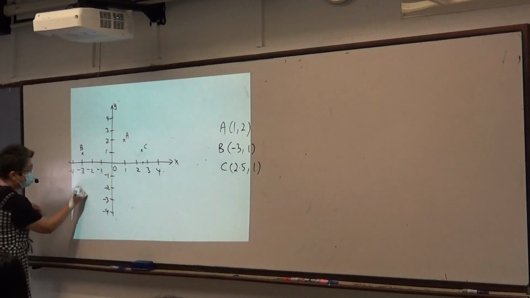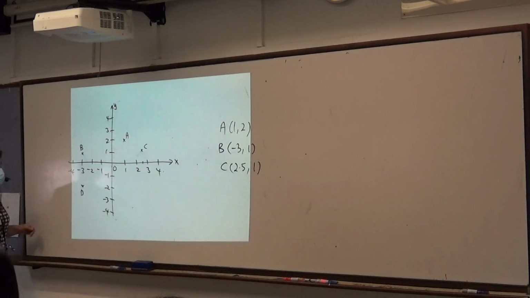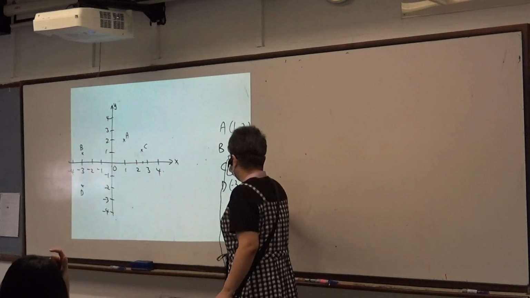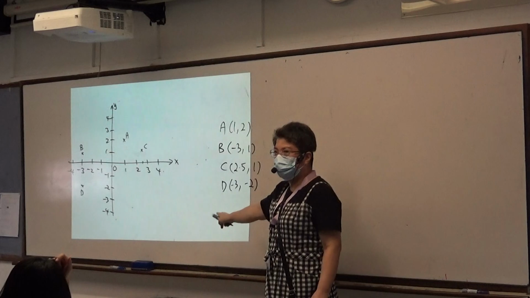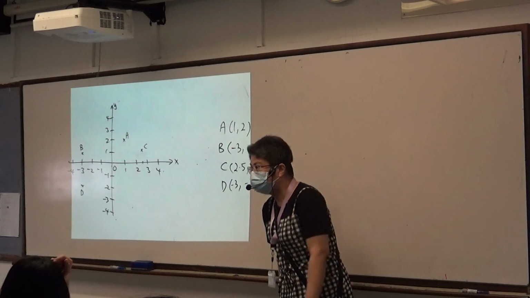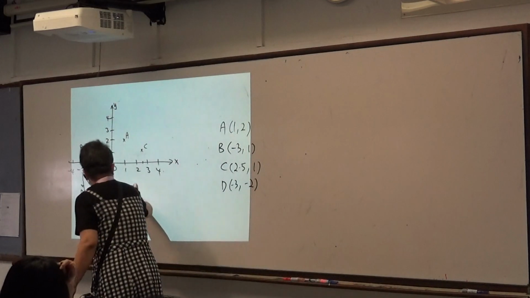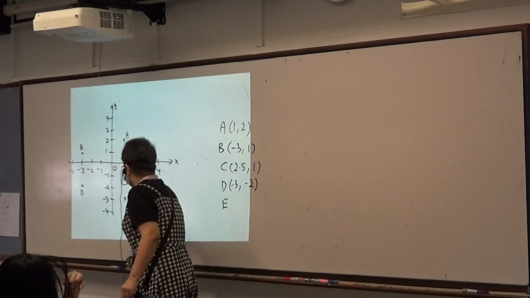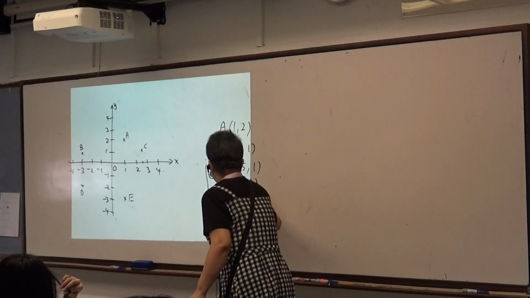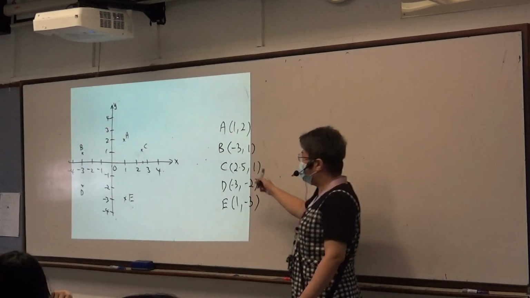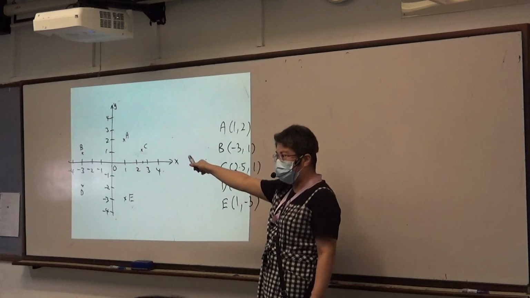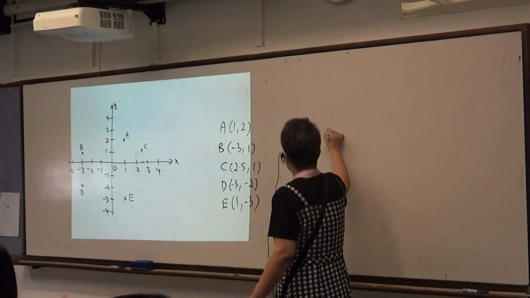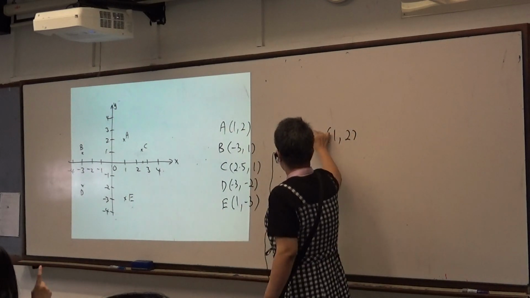Okay. Then what about this point D? Negative 3, negative 2. Remember that the x coordinate and the y coordinate is separated by a comma. Understand? Alright, how about this point then? E. 1, negative 3. Now, can you see that negative 3 and 1 represents B, right? 1 and negative 3 represents E, right? Okay, now I just want to know this thing. 1, 2 is A, right?